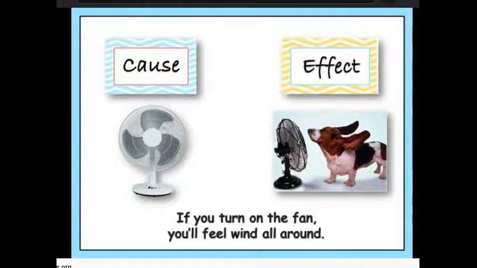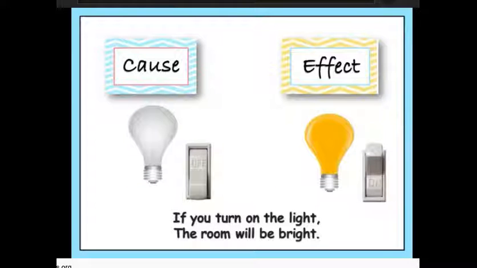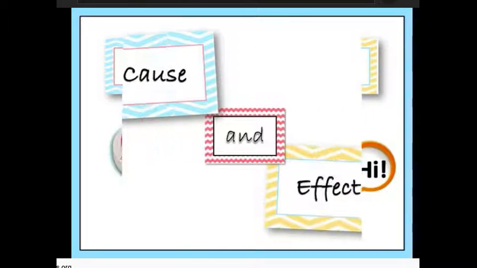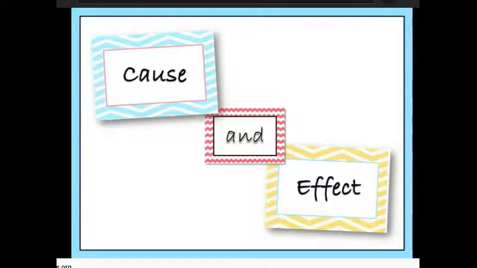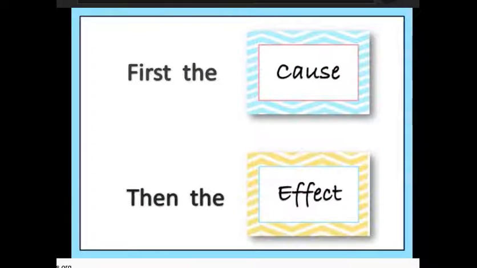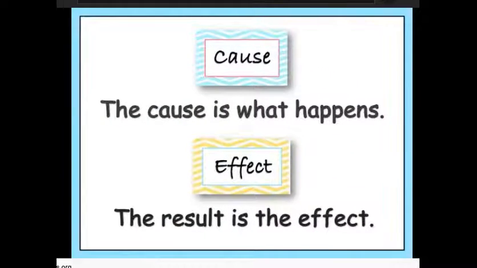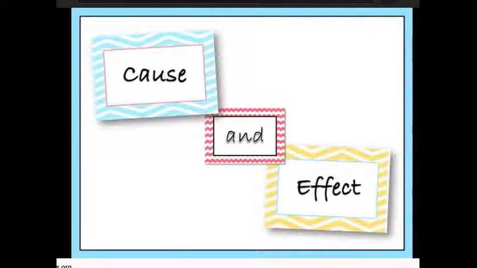If you turn on the light, the room will be bright. If you press the switch, you can communicate. First the cause, then the effect. The cause is what happens, the result is the effect. Cause and effect.